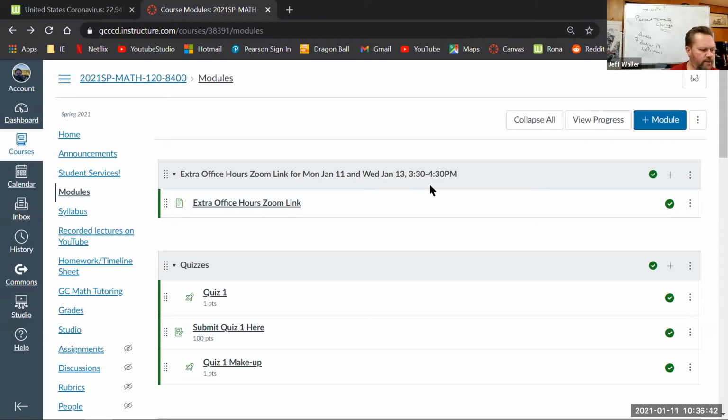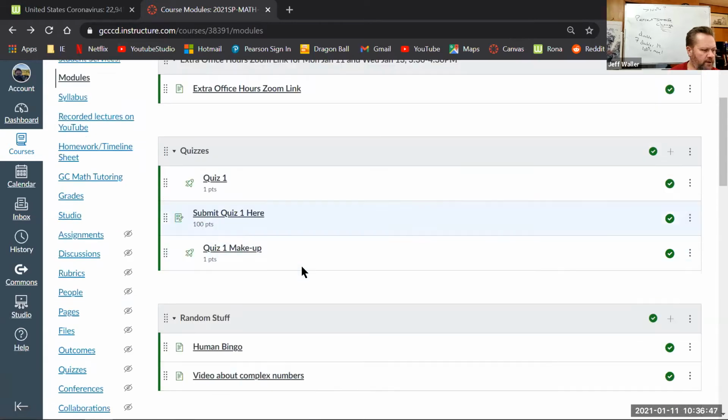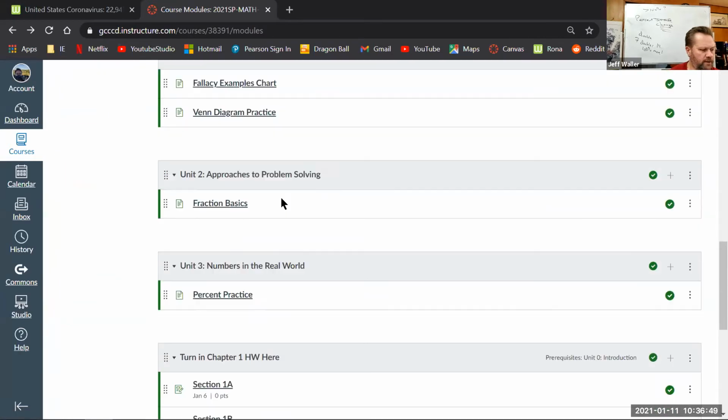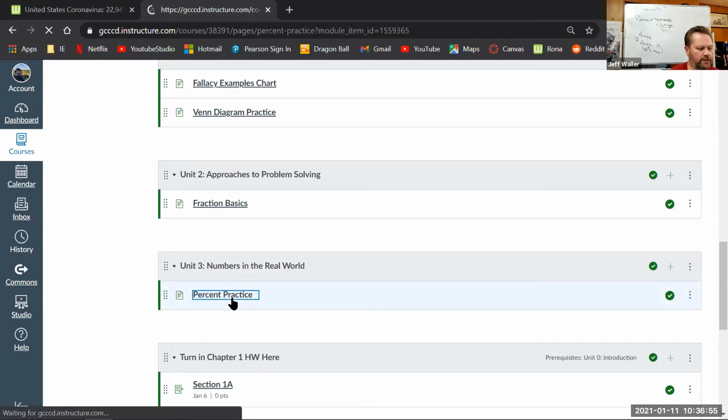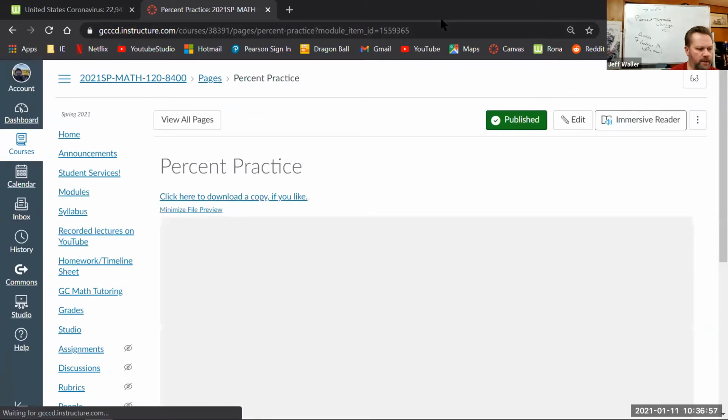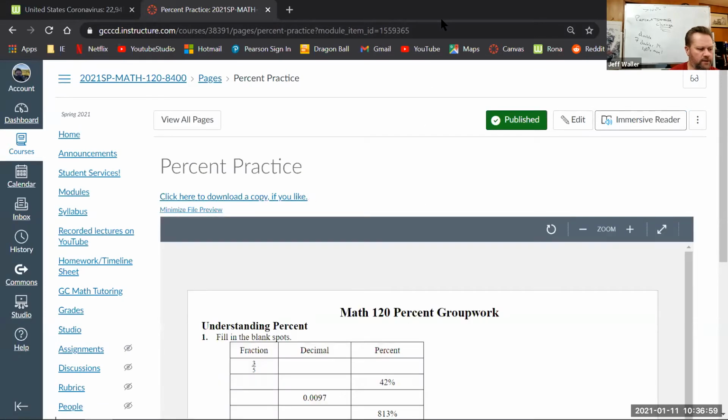Next thing, just to show you this, we're not quite ready for this yet, but if you go down in the modules to unit 2, I'm sorry, we're now in unit 3. There's a percent practice sheet that we're going to work on here in a minute. So just maybe get that printed out if you want to. I do want to say a couple more things and then we'll do this sheet.